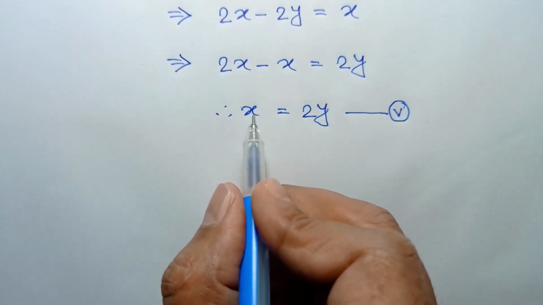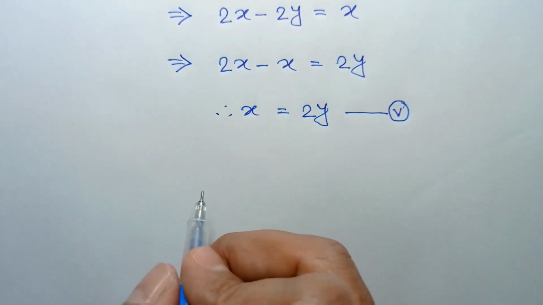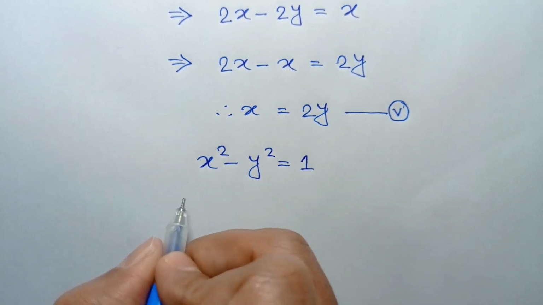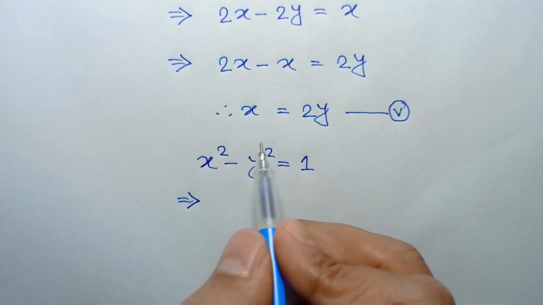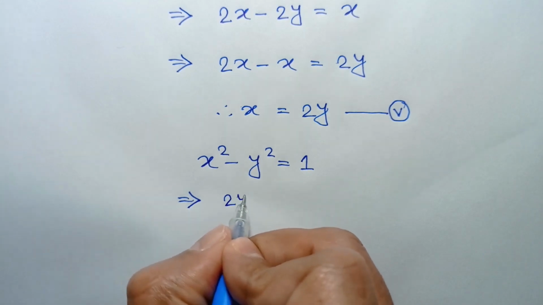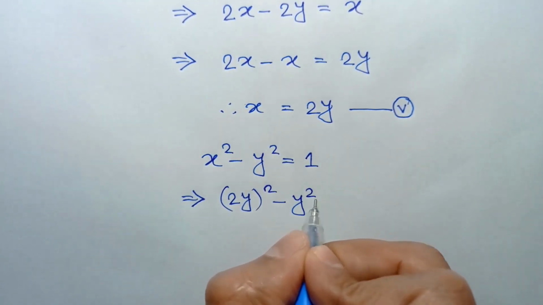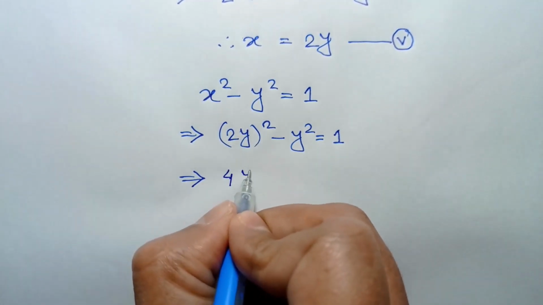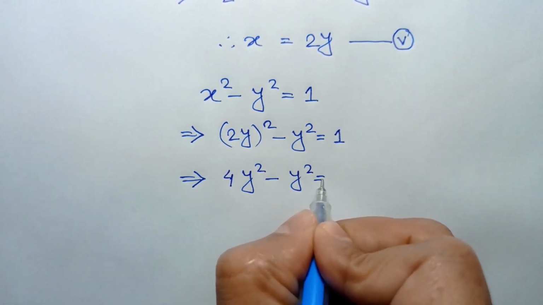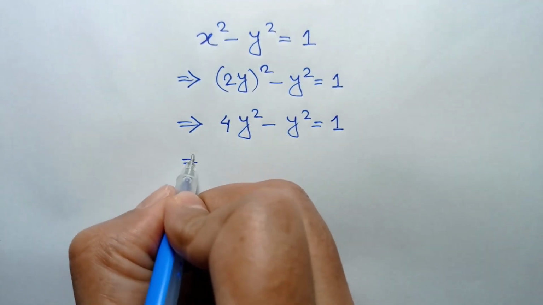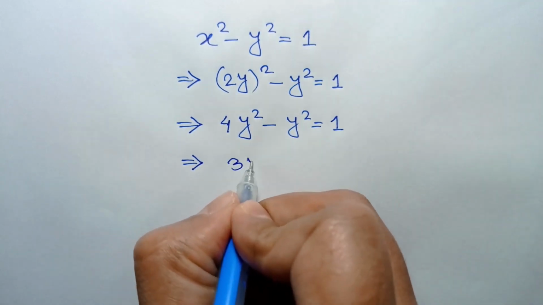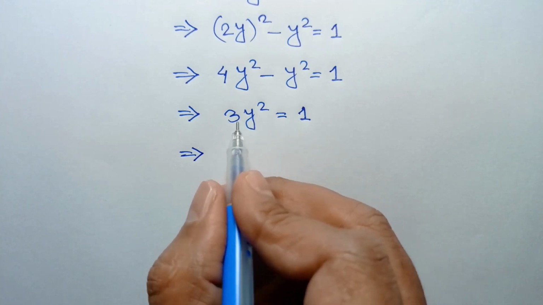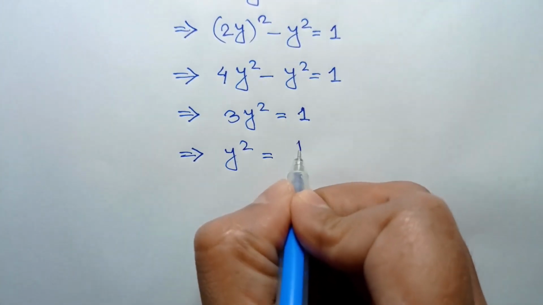Now substituting the value of x is equal to twice y in equation number 1, we can write from equation 1 x square minus y square is equal to 1, so substituting the value of x we can write twice y whole square minus y square is equal to 1, or twice y whole square is 4y square minus this y square is equal to 1, or 4y square minus y square is 3y square is equal to 1, or dividing both sides by 3 we can write y square is equal to 1 over 3.